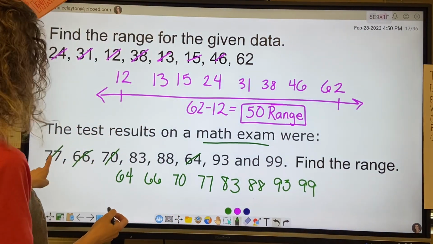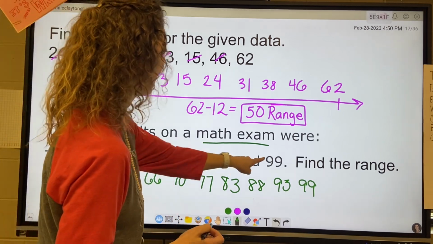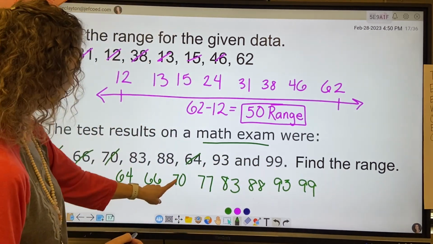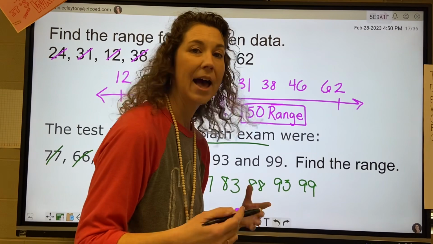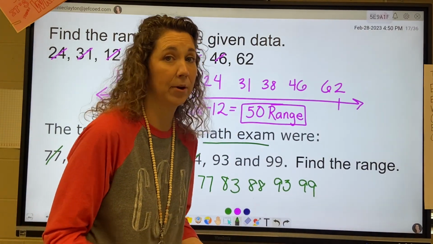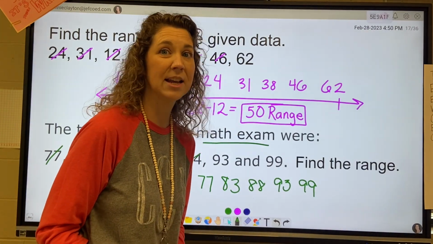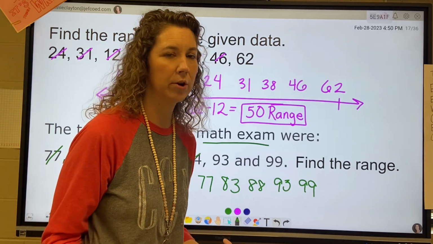Okay, so the data set had 1, 2, 3, 4, 5, 6, 7, 8 numbers in it. I count them just to make sure I didn't leave off a number, because if you accidentally leave off a number in your data set, you're gonna get the wrong answer, even if you know what you're doing.